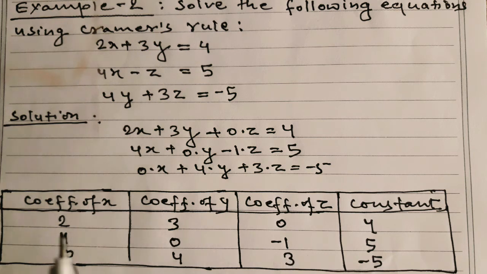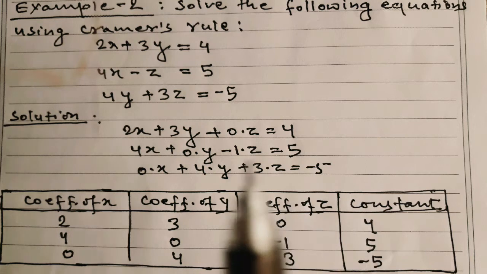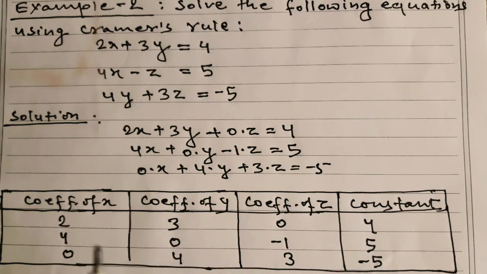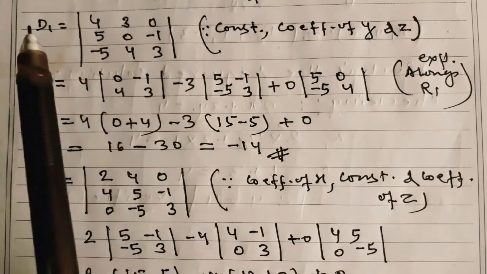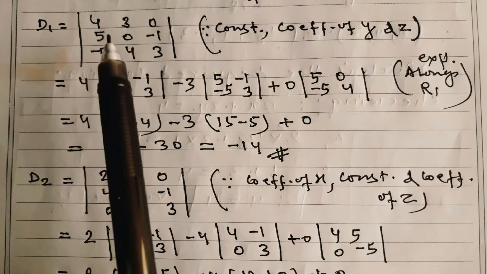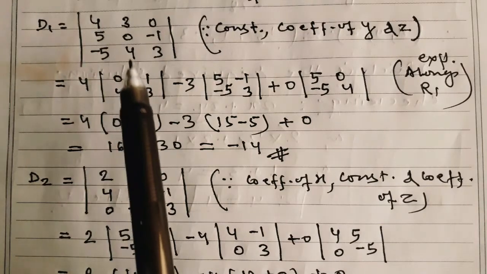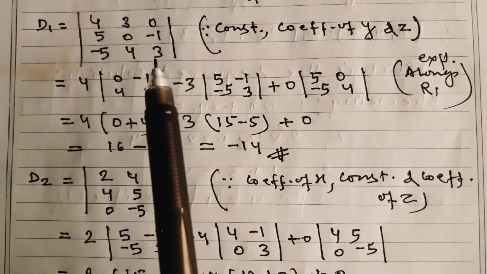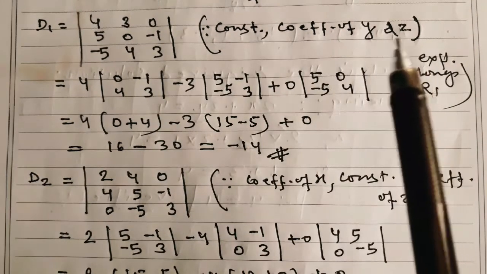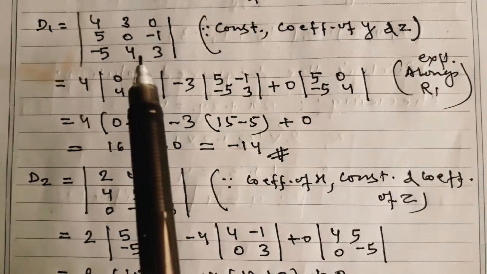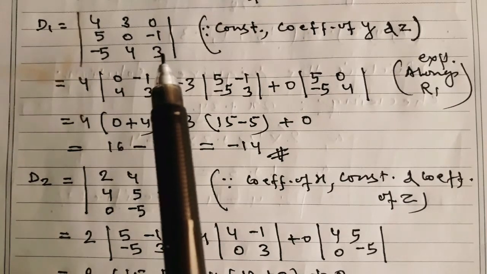That means while finding the value of D1, we have to cancel the coefficient of x, and the coefficient of x we have to replace by the constant. So we take the constant, then the coefficient of y and the coefficient of z.